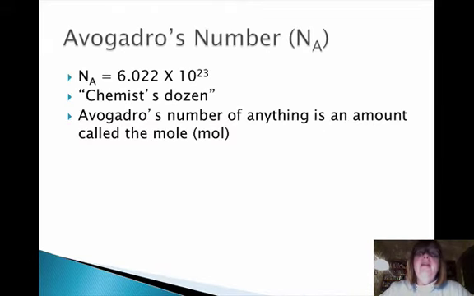Avogadro's number, and the abbreviation is a capital N and then a subscript capital A. It's a really big number that you don't have to have memorized, but you probably will because you'll use it a lot. But it's 6.022 times 10 to the 23rd. So if you have that number of anything, then you've got a mole of it.